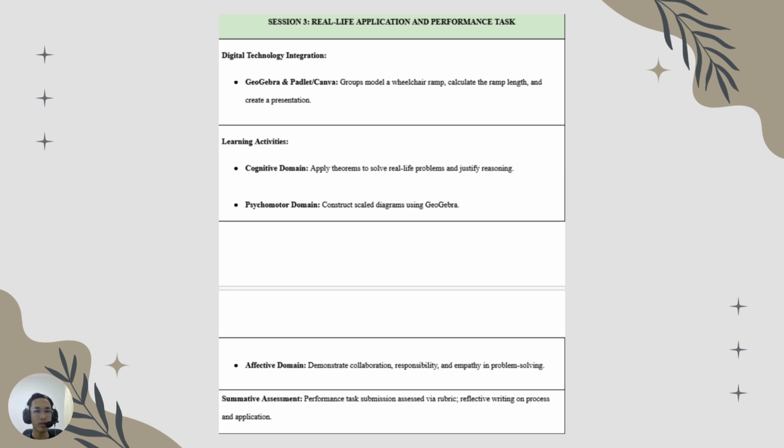For digital technology integration, GeoGebra, and maybe Padlet or Canva for presentation, for the students to create presentations where they have to model a wheelchair ramp and then apply the theorems to solve real life problems in the learning activities. Again, it will affect cognitive, psychomotor, and affective domain. And for the summative assessment, performance task will be submitted and they will assess via the rubrics in stage two. Reflective writing on process and applications are also made as well.